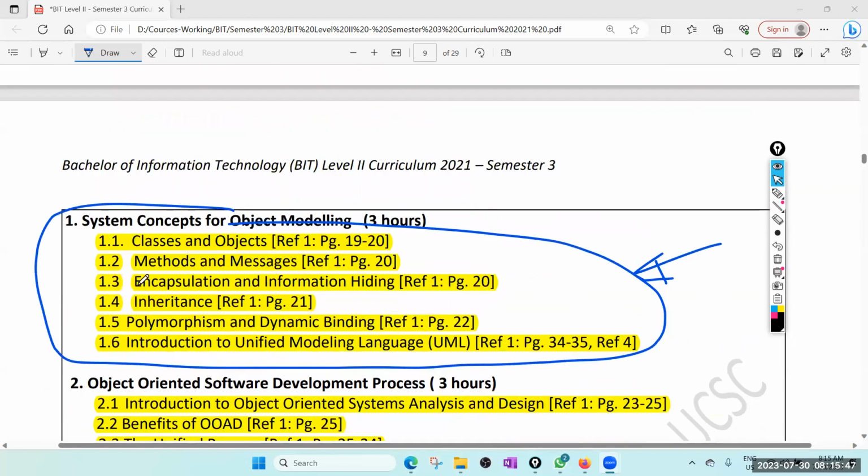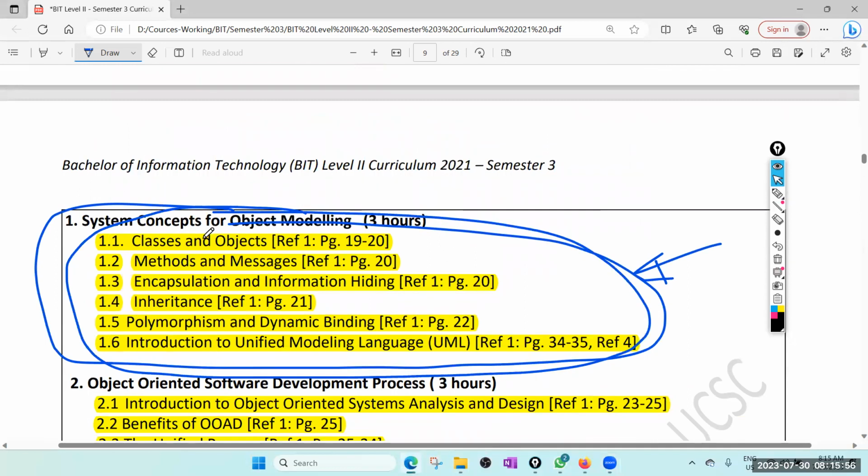So let's move on to the basics of object-oriented concepts. All these things you have done in your semester 1. Nothing new. We will just revisit those concepts in a slightly higher-level manner.